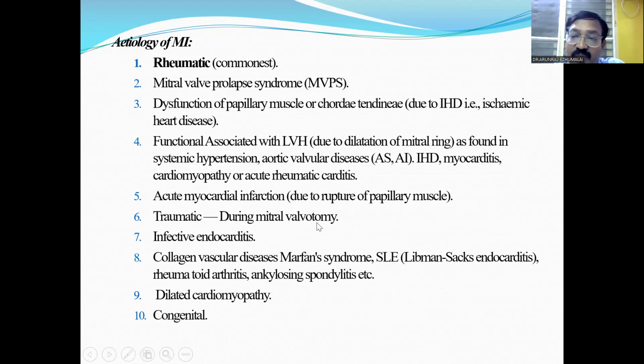Acute myocardial infarction and trauma can also cause it. When you operate for mitral stenosis, with valvulotomy, you can produce mitral regurgitation. Other causes are infective endocarditis, collagen vascular diseases like Marfan syndrome, SLE, rheumatoid arthritis and ankylosing spondylitis; these are also important causes of mitral regurgitation, along with dilated cardiomyopathy and congenital causes. So you should not forget rheumatic mitral valve disease, ischemic mitral regurgitation with papillary muscle dysfunction or chordae rupture in acute myocardial infarction, and secondary LVH producing dilatation of the mitral ring. Calcific disease, trauma, and collagen vascular diseases like SLE, Marfan syndrome, rheumatoid arthritis and ankylosing spondylitis may all cause mitral regurgitation.